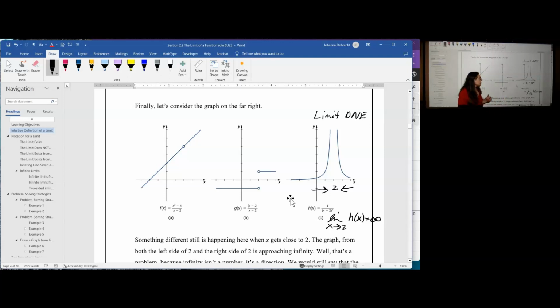We'll see that this one is also what's called a not removable discontinuity. I can't define one point to fix this because the y values are going to infinity. One point will not connect the two halves.